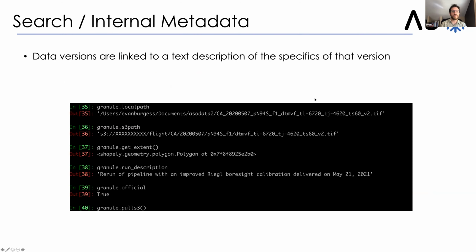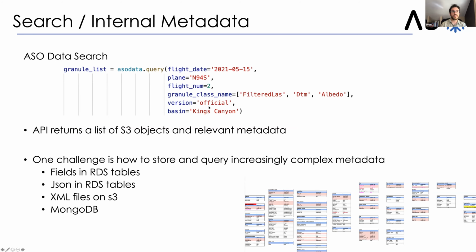So in this example, we're looking at a filtered point cloud, a terrain model, or an albedo file. We have a kind of unique versioning system. I'll talk about that in a second. But we can also select by data that overlaps a specific basin or a bounding box, just like anything else.